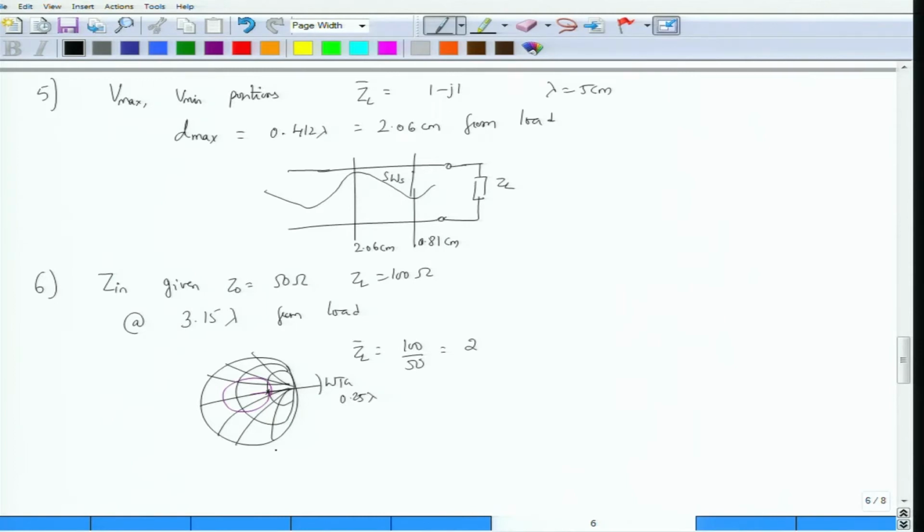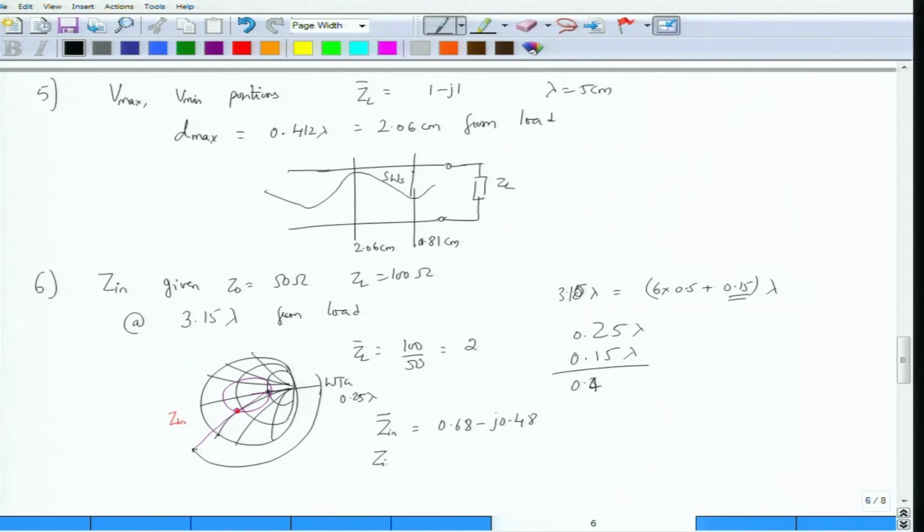This would be 0.25 lambda, but clearly 3.15 lambda is nothing but 6 into 0.5 plus 0.15 lambda. So which means that you start from this point, go around 6 times, you come back to the same point, and from there you move 0.15 lambda, because that is the value that is less than 0.5. So you start with 0.25 lambda, then you move 0.15 lambda for a total of 0.4 lambda. So 0.4 lambda happens somewhere over here. So on the WTG scale you move, and once you have moved, you draw a line till it reaches the center and see where it intersects the constant gamma circle, and this would be the value of input impedance. I will give you the answer for this problem. So the input impedance is given by 0.68 minus j0.48 as the normalized value.